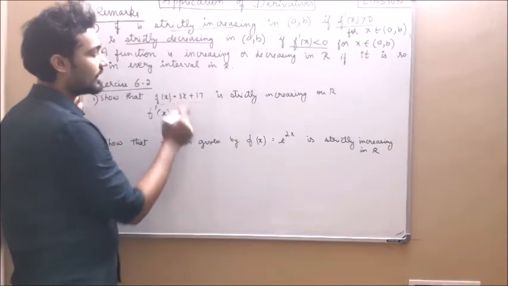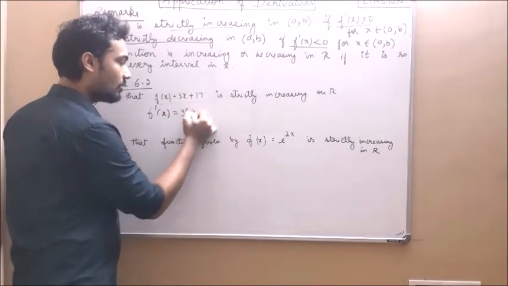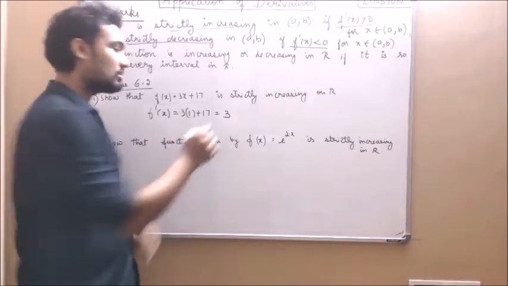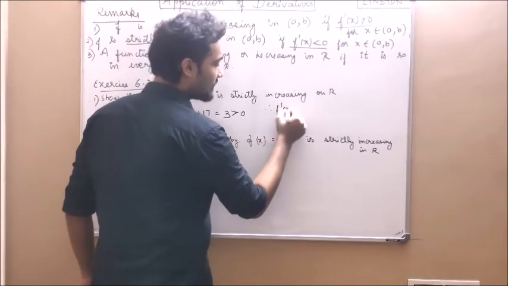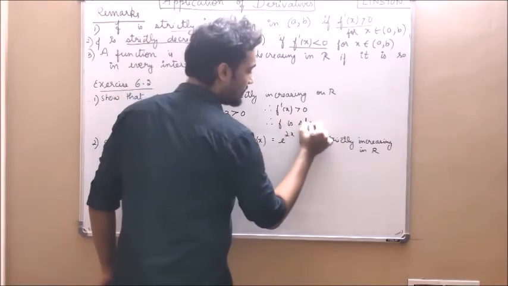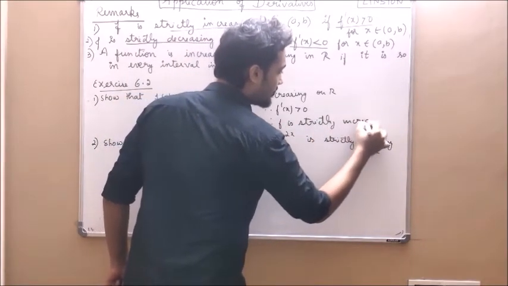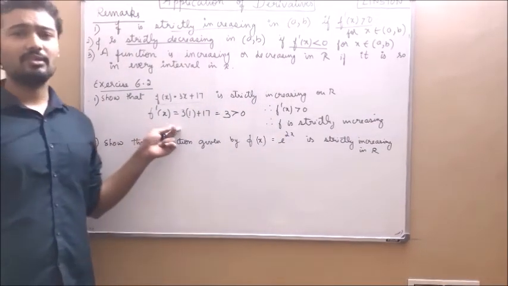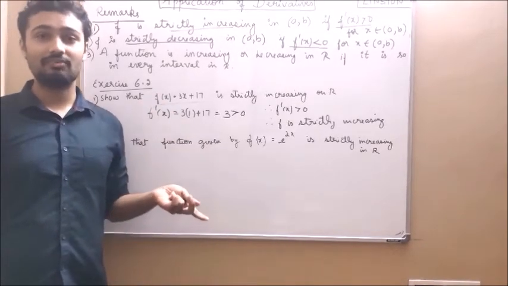So what's the derivative of 3x plus 17? The derivative of 3 is constant, d by dx of x is 1, plus 17. So the derivative is 3. 3 is of course greater than 0. So what we have? Therefore, f dash of x greater than 0. Therefore, f is strictly increasing. Simple, right? Using the derivative, of course, directly you can tell whether the function is increasing or decreasing. You need not draw the graph also.